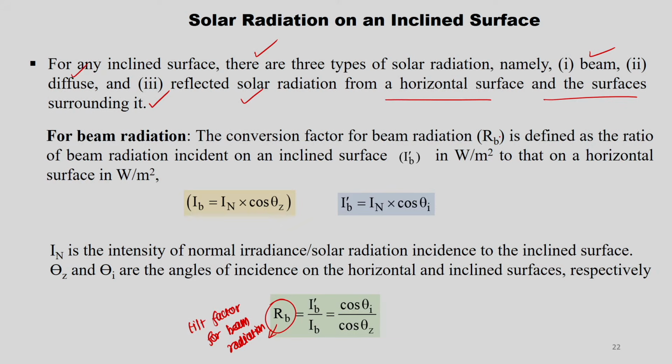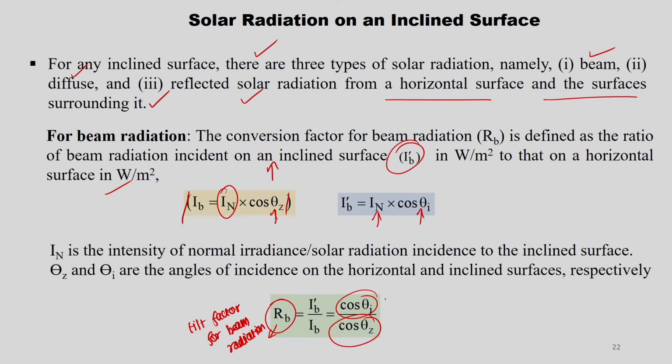So, here RB is defined as the ratio of beam radiation incident on an inclined surface, which is nothing but IB dash in watt per meter square, to that on a horizontal surface, which is also in watt per meter square. So, IB for the horizontal surface is nothing but In, the beam flux, into cos theta z, the zenith angle, and IB dash for inclined surfaces is again In and cos theta I. So, if we calculate IB dash upon IB, you would get cos theta I upon cos theta z.